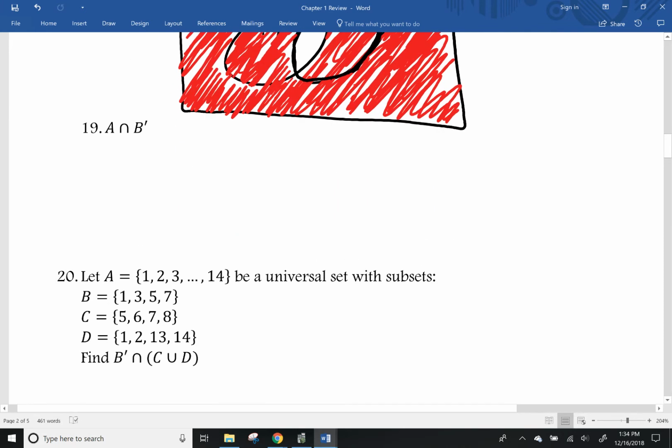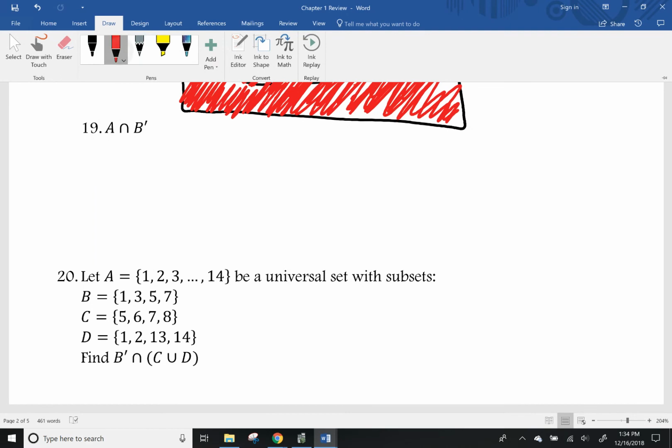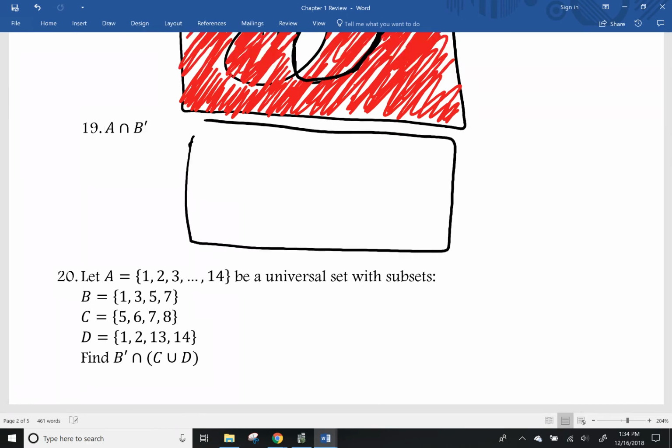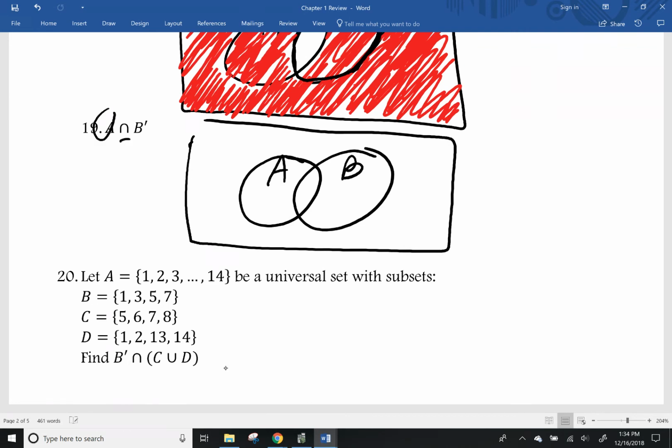So number 19, A intersect B prime. So let's draw this out. A, B. So intersect means and. So it has to be in A, and it has to not be in B. So it has to be in A. So I'm going to shade in the region inside of A. And it's not in B. So I'm not going to shade any part that gets in B.